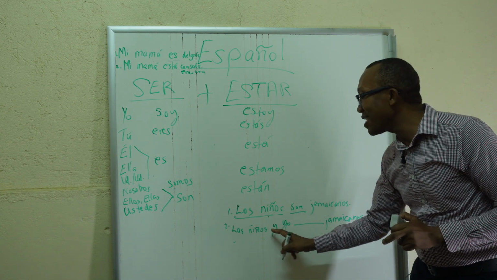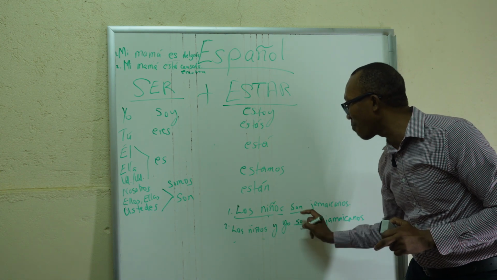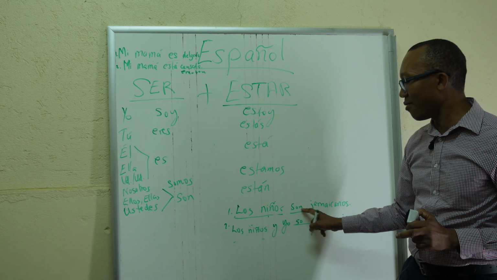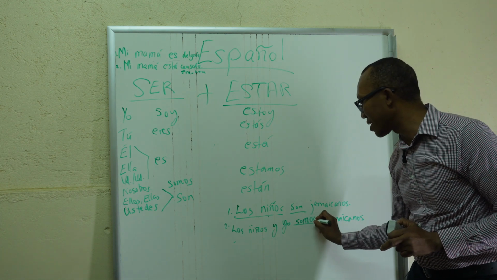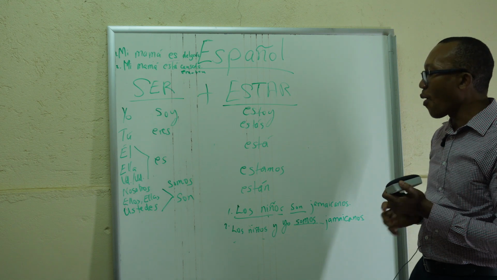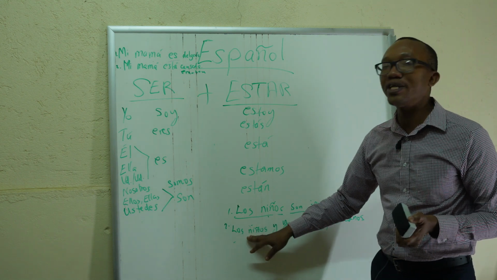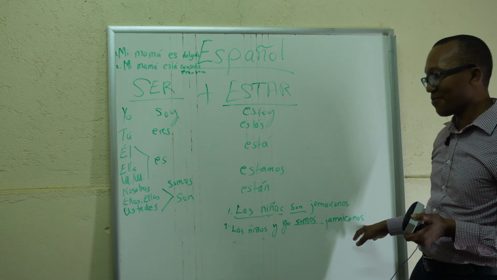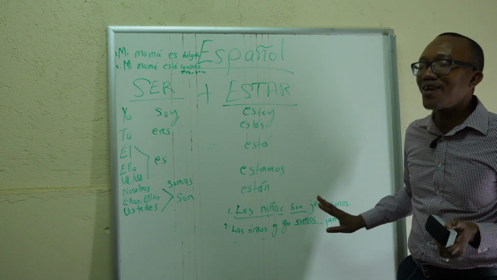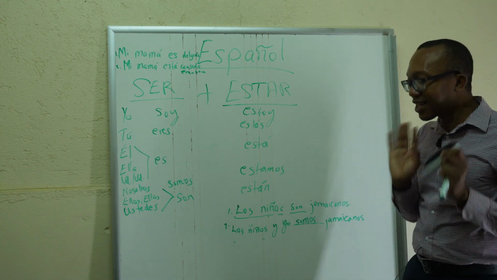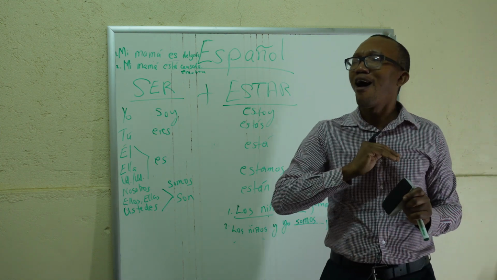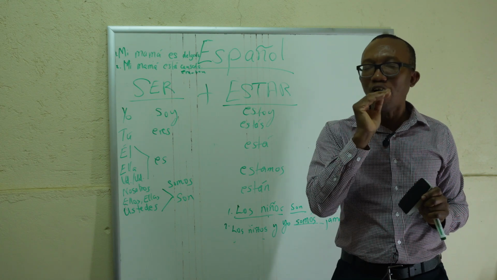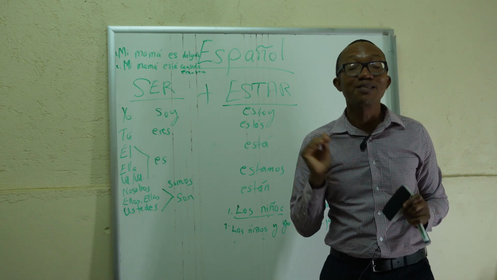So once you see yo, you would never put the son. You have to put somos, because that is what agrees with this subject here. The children and I. Los niños y yo somos jamaicanos. And so once this is settled with you, you are on your way to conjugating any verb in Spanish.